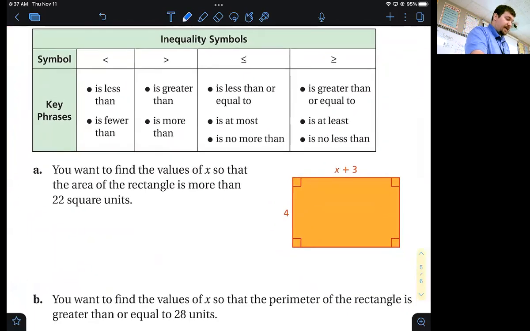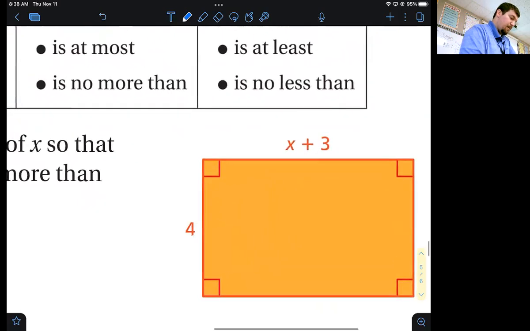All right, example A. You want to find the values of x so that the area of the rectangle is more than 22 square units. How do I find the area of any rectangle? Parker? Length times width? Base times height? Both those work. Okay. So if I do base times height, my base or length would be x plus 3.